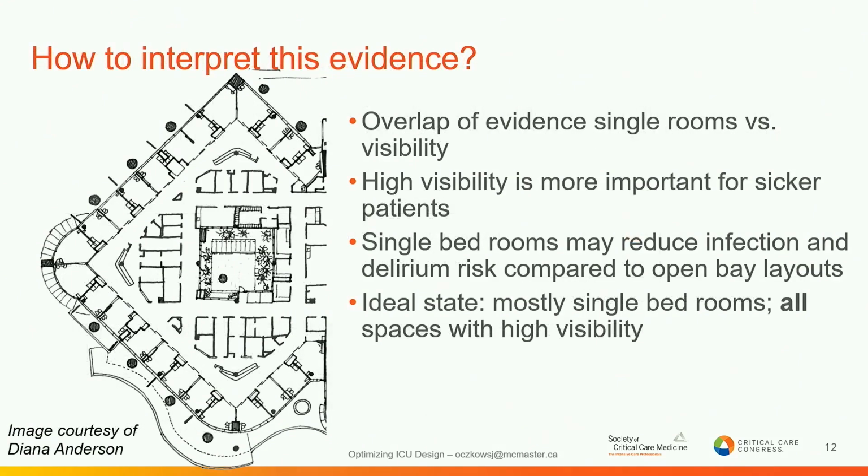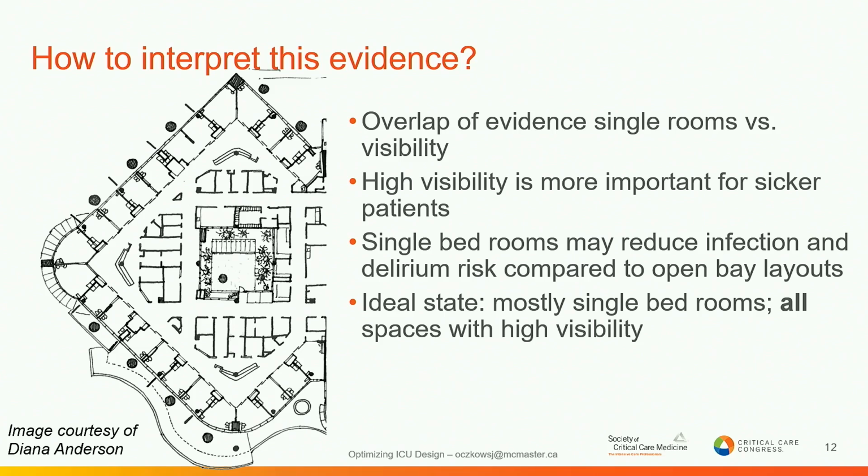So how do you interpret all of these studies? Some studies had open bay layouts, some had single bedrooms, some had high visibility, some had low, and these studies were often sort of cross-contaminating one another. And so when we looked at the evidence, we said, you know what, for high visibility, there's a signal that this is more important for sicker patients. It makes sense. If you have a sicker patient in an observational study, they're more likely to be in the high visibility rooms, and that might be negating the signal that we would expect to see from high visibility being helpful, because who's going to be in the highest visibility rooms? I know in my unit, the nurses will already put the sickest patients there. So that might actually just be a sign that the sickest patients are going to do better if you put them in those rooms. Single bedrooms may reduce infection and delirium risk.